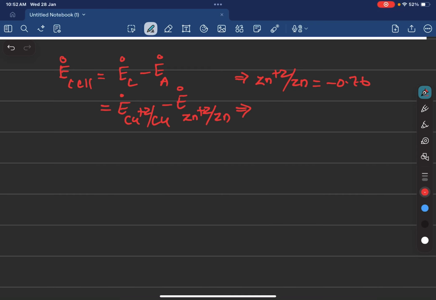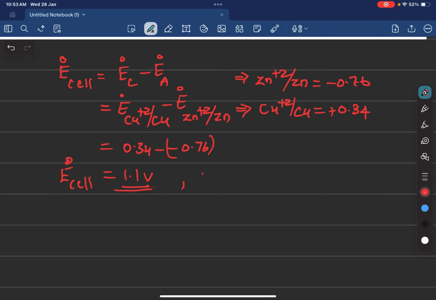I already told you, lower the SRP, better the reducing agent, meaning it easily undergoes oxidation. And the Cu2+/Cu value is not minus, sorry, it is plus 0.34. If you substitute here, 0.34 minus of minus 0.76 equals 1.1 volts. So this is the E naught cell value. If E naught cell value is positive, the process is spontaneous. That is why it is an electrochemical cell. When E naught cell is positive, delta G value will be negative. That's how we can understand this point.